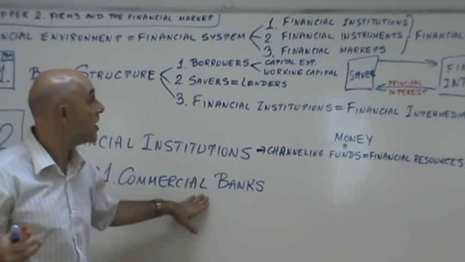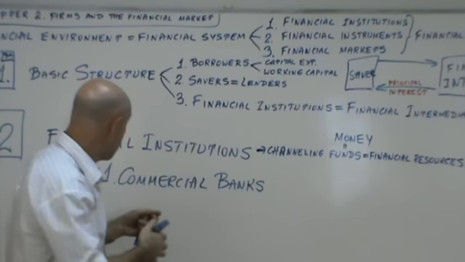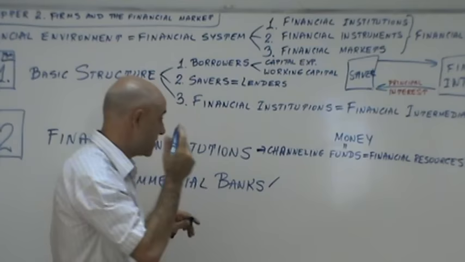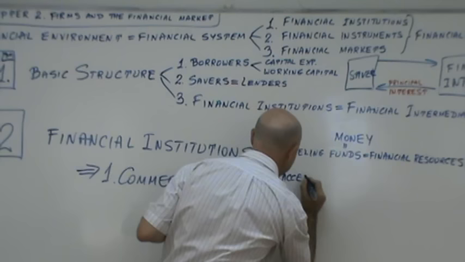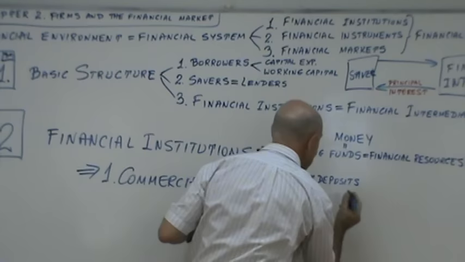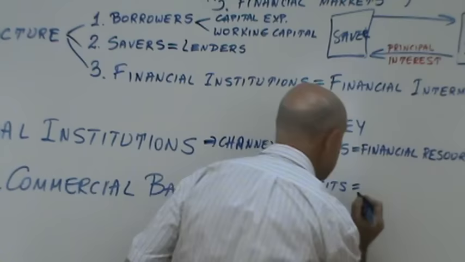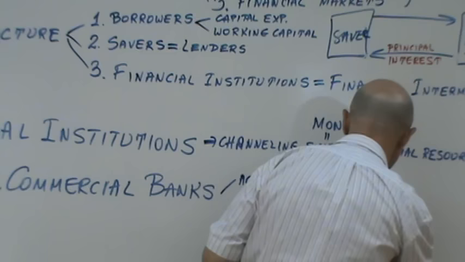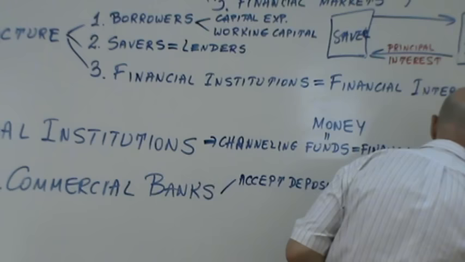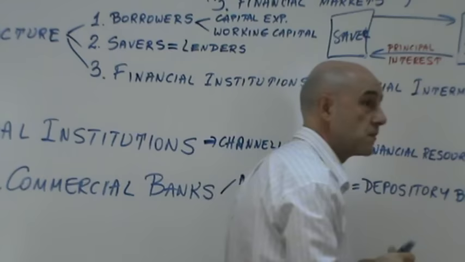That's why we have a full course on money and banking. You know. But what is a commercial bank? It has two key characteristics. Accept deposits. This part of accepting deposits, it's called depository banking. Okay, and the other one is?